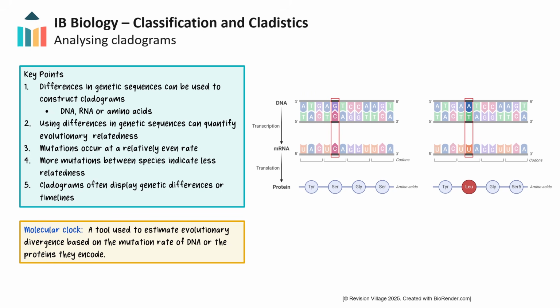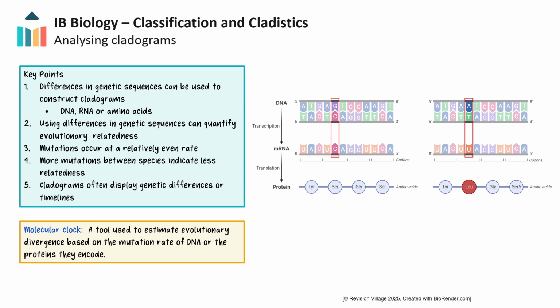Although we have considered a clade using primitive and derived characteristics, differences in genetic sequences can also be used to construct cladograms. When comparing genetic information, DNA, RNA, or amino acids can be used to compare the similarities between species. Because DNA codes for RNA, which codes for amino acids, and the differences between genetic information build as populations speciate, this is a reliable and quantifiable way to measure the relatedness between species.